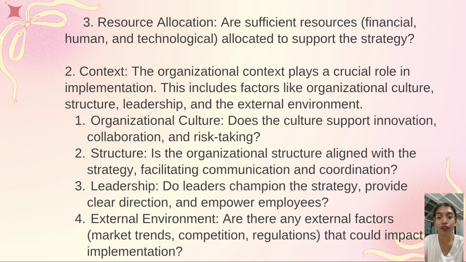The third strategy is resource allocation. Resource allocation checks if there are enough financial, human, and technological resources to support the strategy. For example, the manager gives 50,000 for supplies and hires 2 more staff for the project.